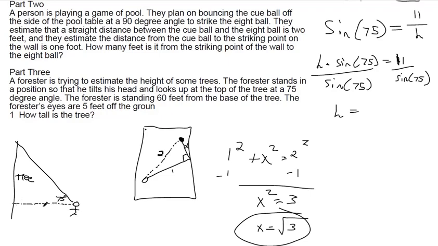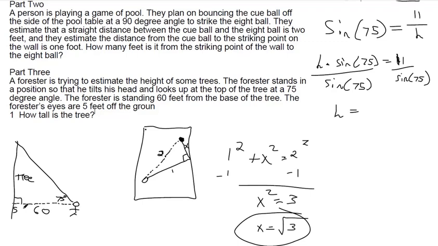And then he's standing 60 feet away from the base. So this is a 60-foot distance. They make a little device where you can measure that angle, called an inclinometer. So you could actually do this to estimate heights of trees. The forester's eyes are 5 feet off the ground. We'll use that in just a second.